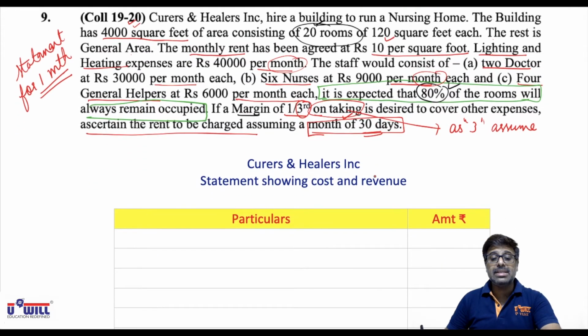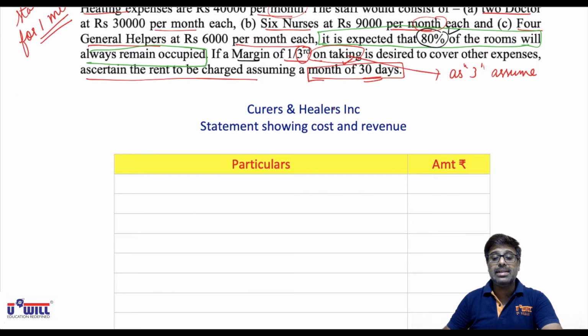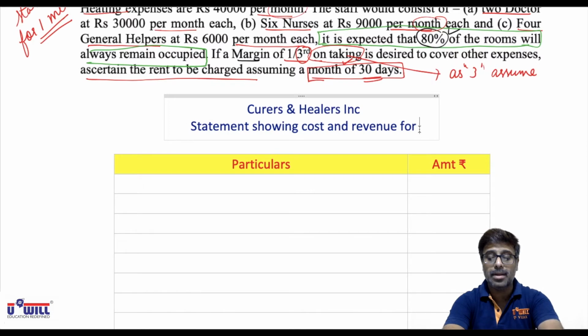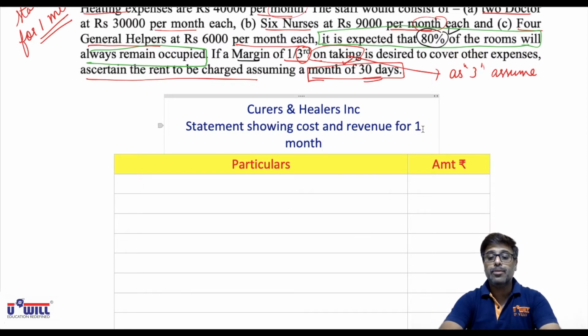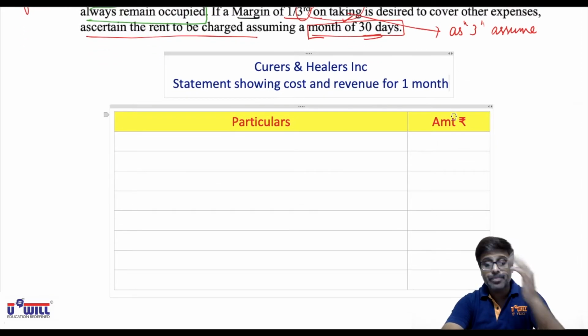All of you can make this simple format. The name of the hospital is Curers and Healers Incorporation. Statement showing cost and revenue, and we'll be making this statement only for 1 month. So all of you make this format: statement showing cost and revenue for 1 month. Make it fast. Pause the video and make the format.